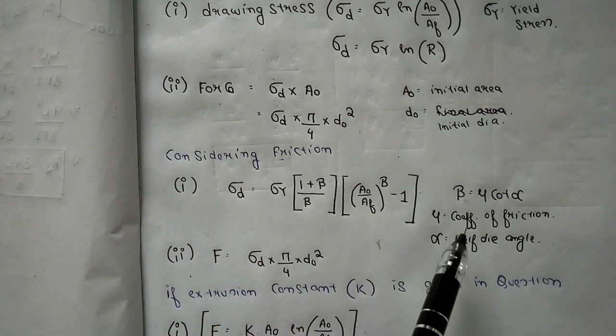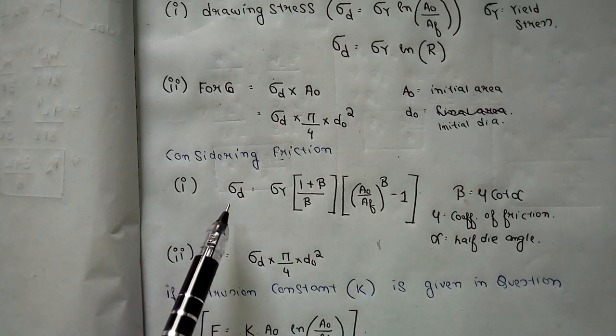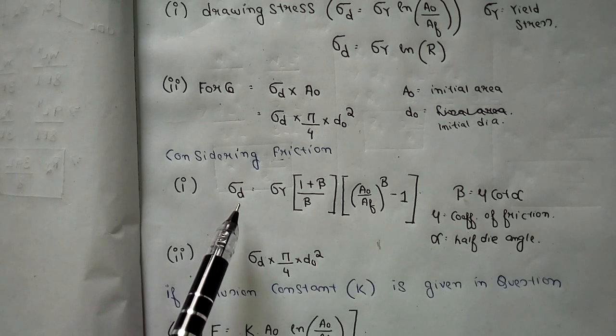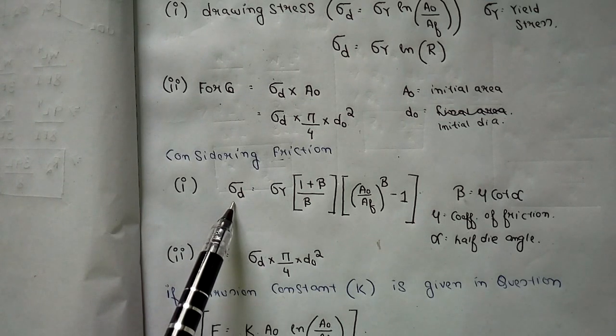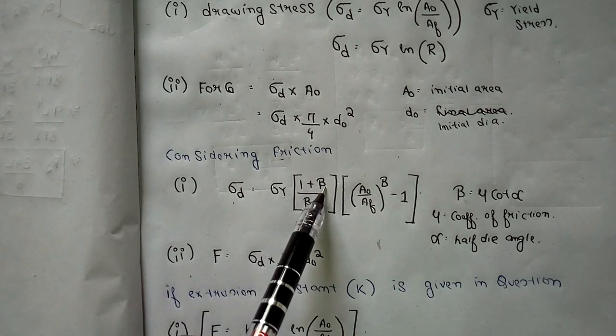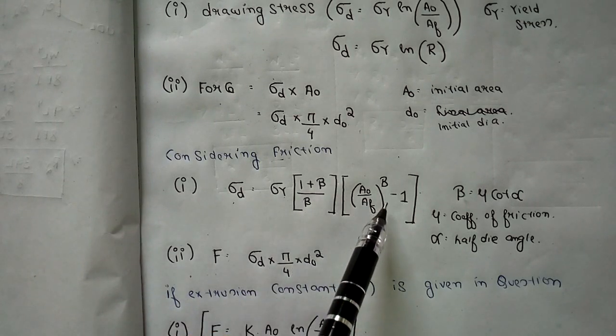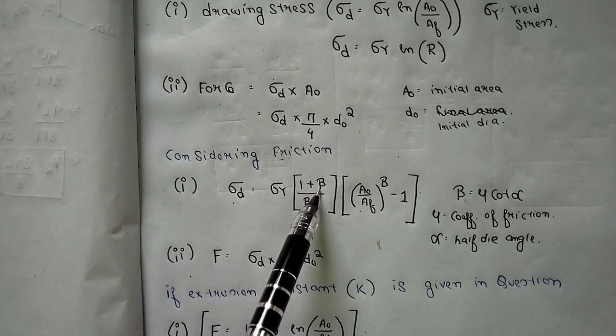So if it is given in the question, then you have to solve by considering the friction also. In that case, when we are considering friction, the sigma d, or the drawing stress value, will be equal to sigma y into (1 plus beta) divided by beta into (A naught by Af) to the power beta minus 1. Now the only new term here is the beta.